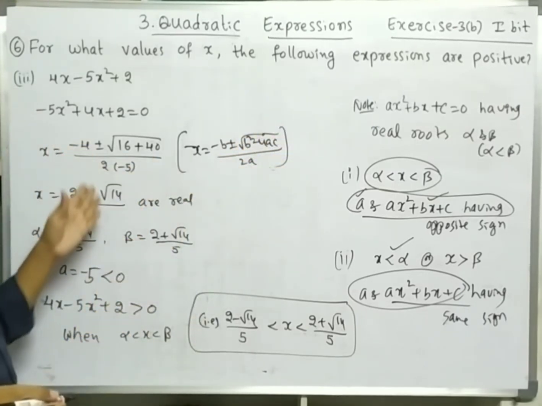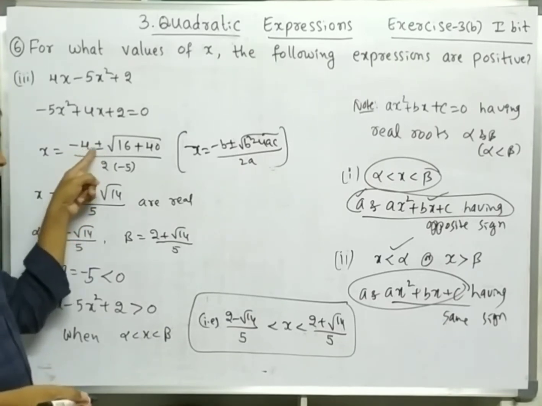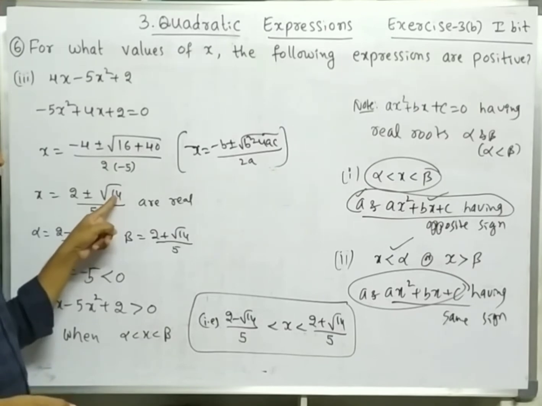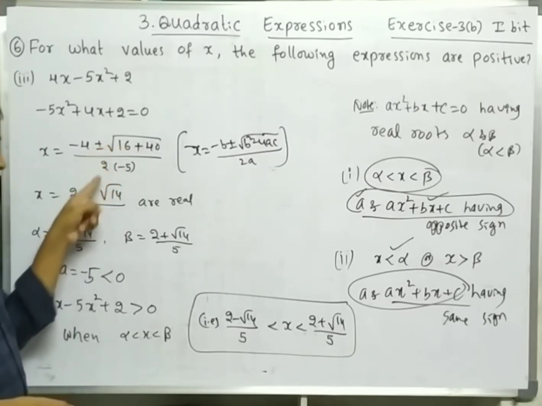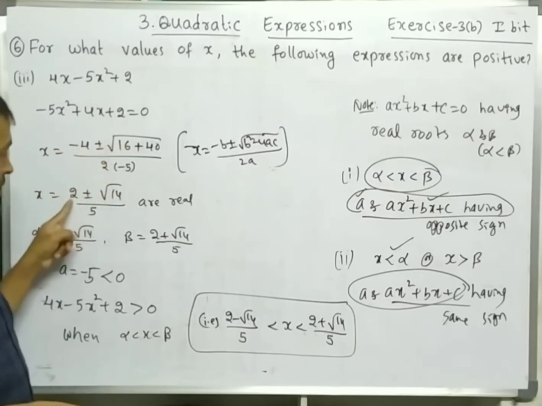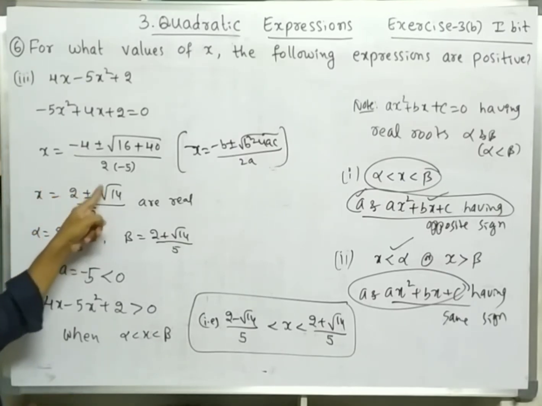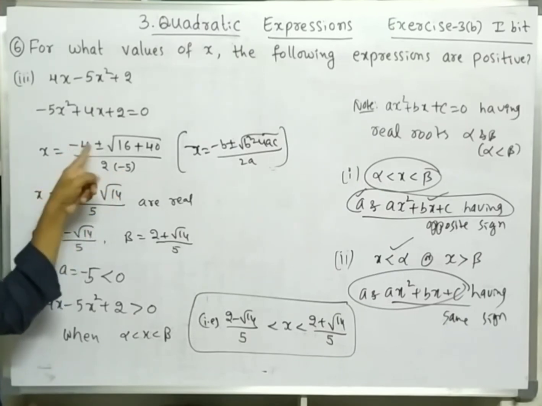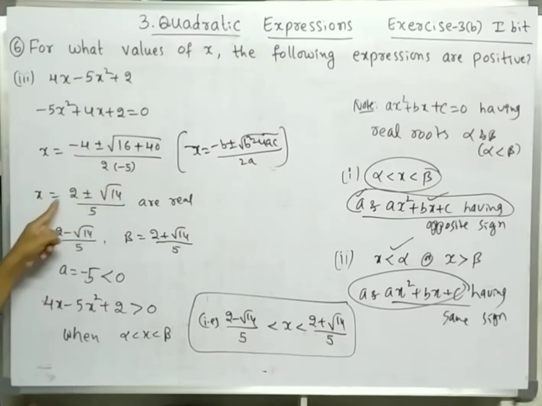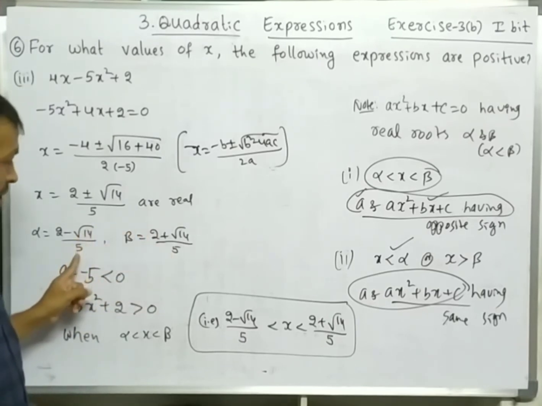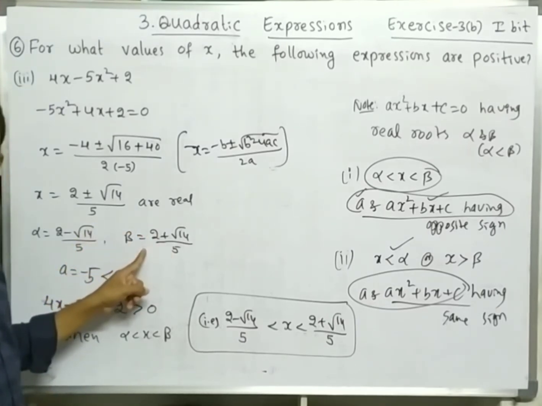substitute, after simplification here you will get 56, and 14 4s are 56, square root of 4 is 2. So 2 is common, cut, you will get x is equal to 2 plus or minus under root of 14 by 5. So minus minus also will get cancelled. So in this one, 2 minus root 14 by 5 is the least one, and 2 plus root 14 by 5 is highest one. So this is alpha, this is beta. Always alpha less than beta, right?